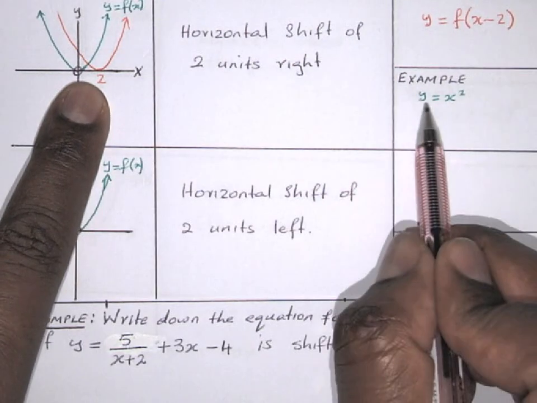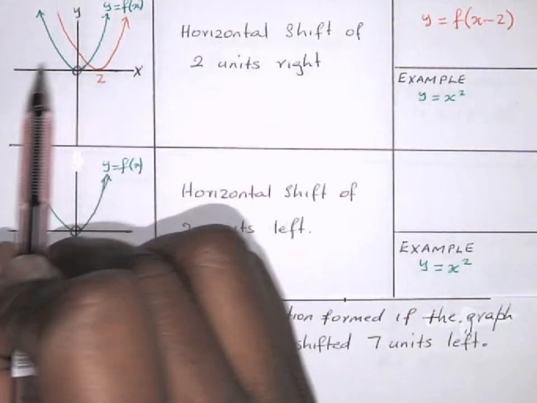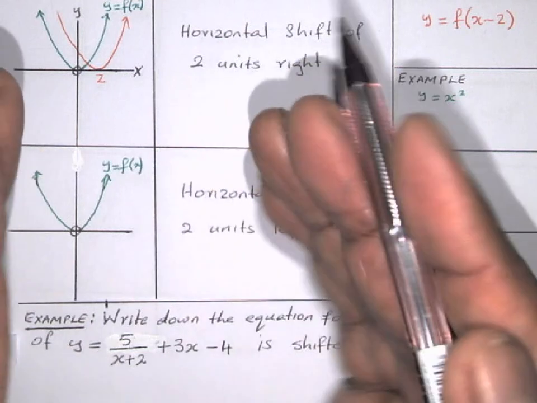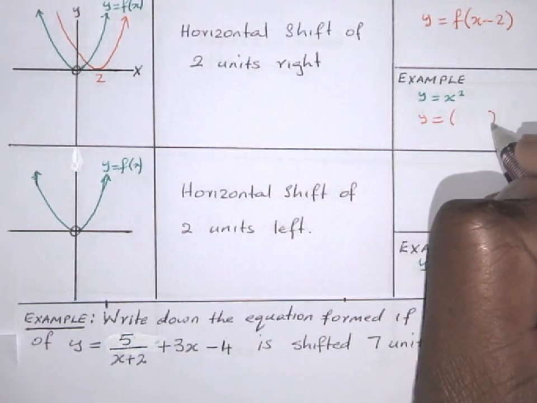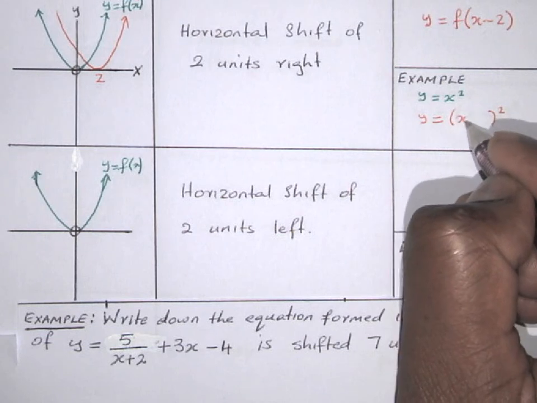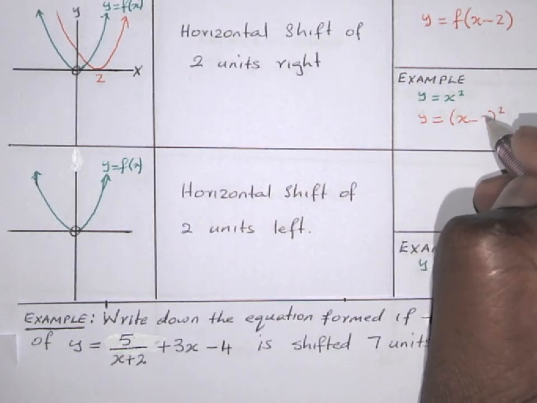Okay, now let's look if it was given like this. Remember we said if we are moving along the x-axis, we put it in bracket. So this one will be y is equal to, it must be in bracket with a square. So it will be x shifted 2 units to the right, but we say minus 2.